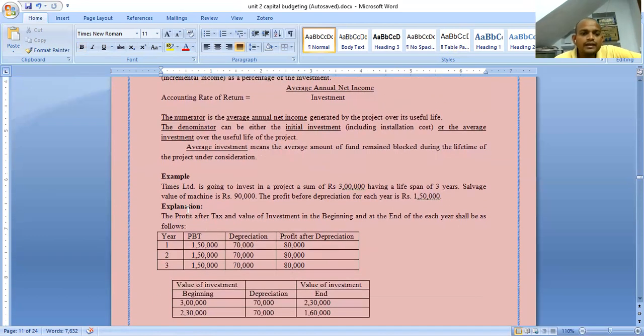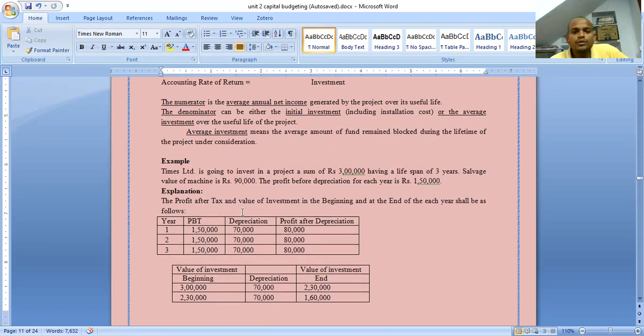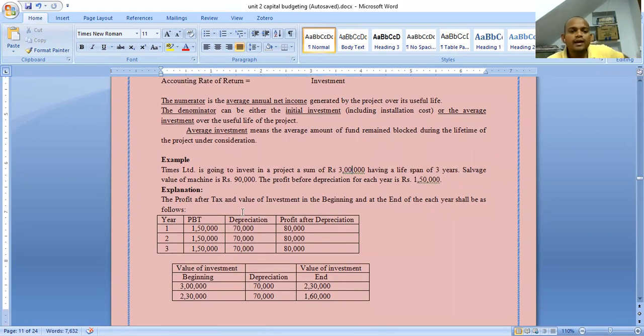So we'll go with the example. Times Limited is going to invest in project A a sum of 3 lakhs rupees. So cash outflow is 3 lakhs, having a lifespan of 3 years. Salvage value of the machine is 90,000. Profit before depreciation for each year is 1,50,000. So how to calculate the average rate of return?